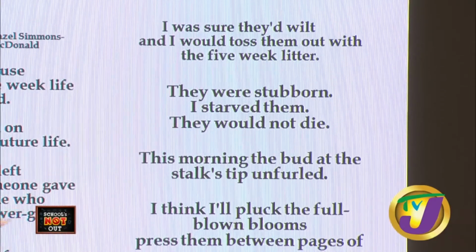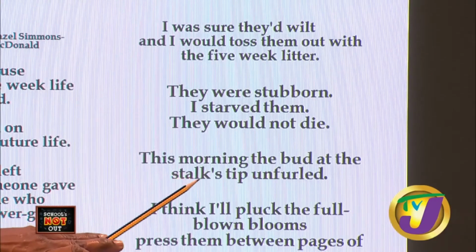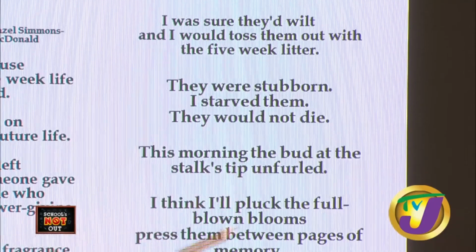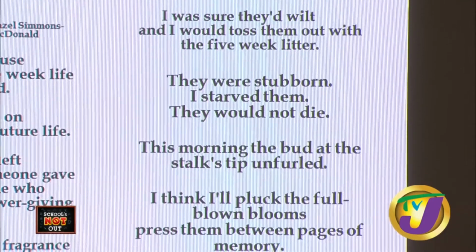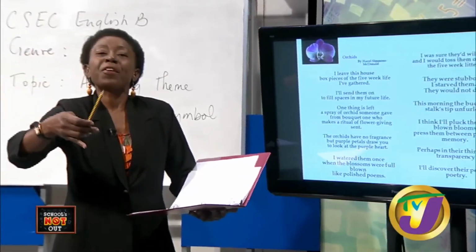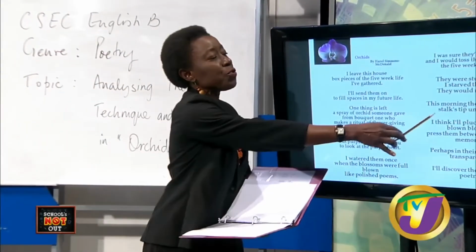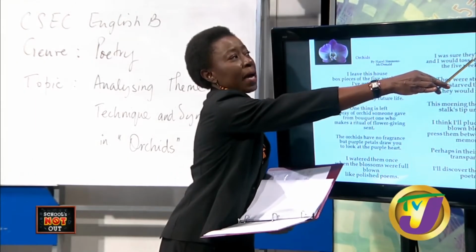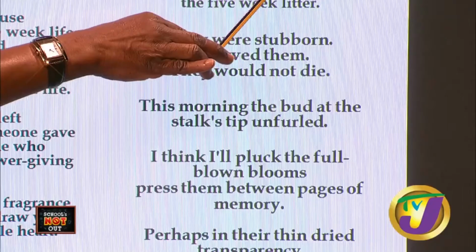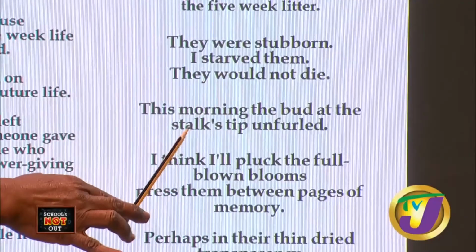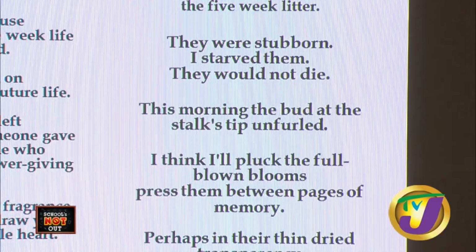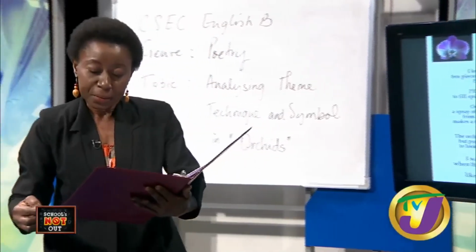But what happened? This morning, the bud at the stalk's tip unfurled. New life appeared. The idea of new life is suggested because the orchids were expected to wilt. But what happened? New life unfurled, came up out of the orchid.